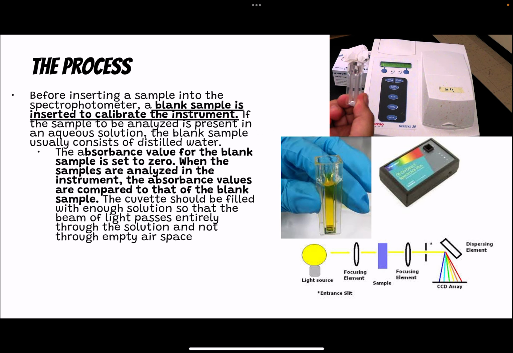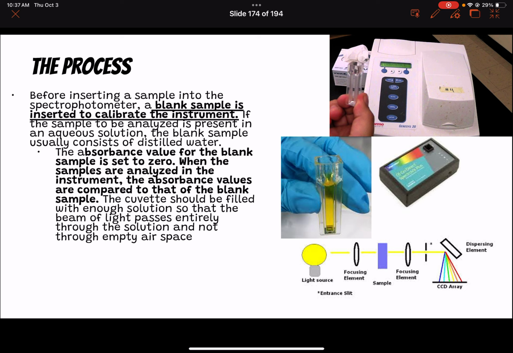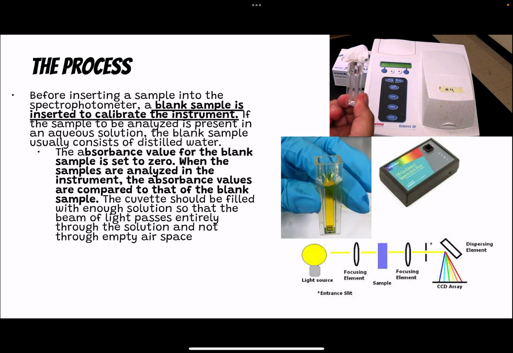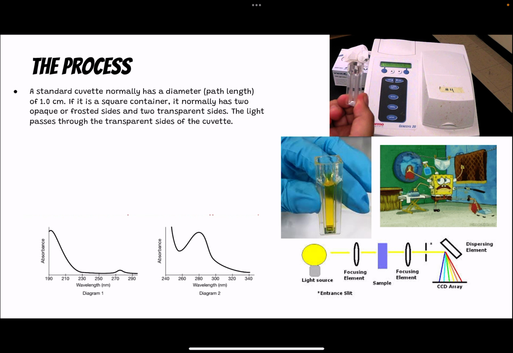So you always want to use a blank sample to calibrate your colorimeter or spectrophotometer. Say that 8 times fast. When you put a blank sample in there, it'll set your absorbance value to 0, and that's what you use to compare. This is equivalent to taring the scale. You always want to set it to 0 before you put something on it. Or if you use a weigh boat, put the weigh boat on the scale, press 0. This is equivalent to that.